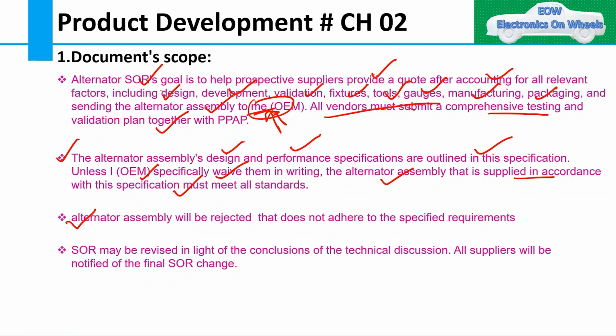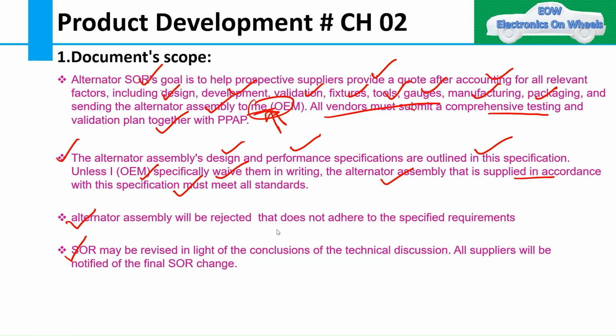Okay. Then the fourth one is, the SOR may be revised in the light of the conclusion of the technical discussion. So suppose, see, this development is from scratch, right? Very new development, right? So you will be having some technical discussion, that okay, I have this requirement and the supplier is saying something different, that you can do it that way. Correct. So there might be a change in this document as well.